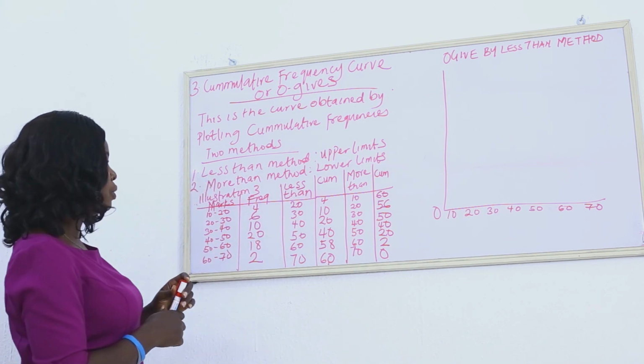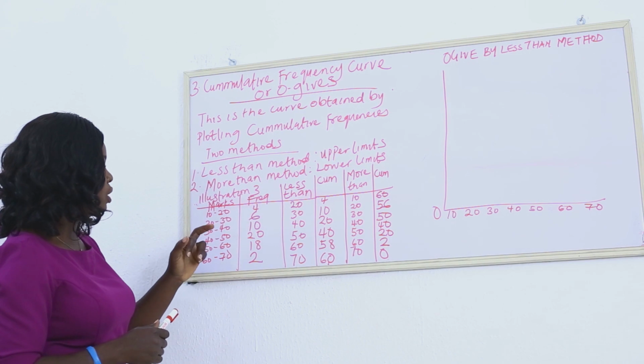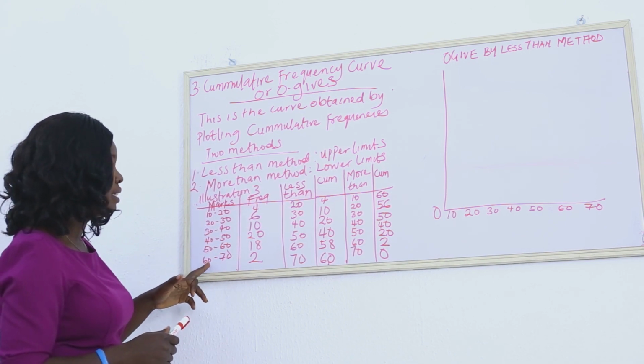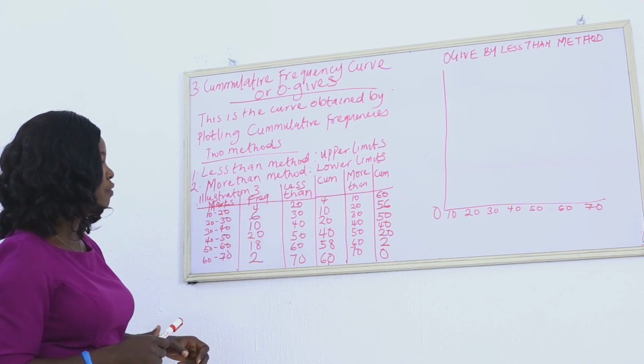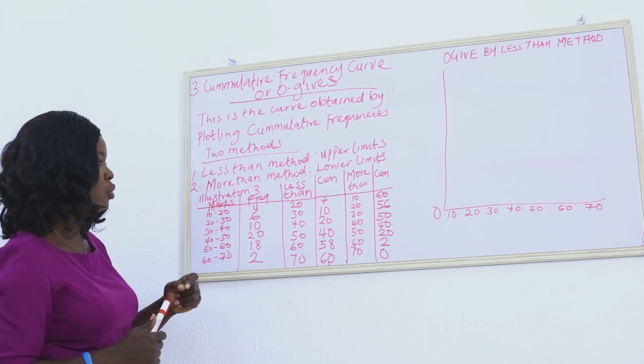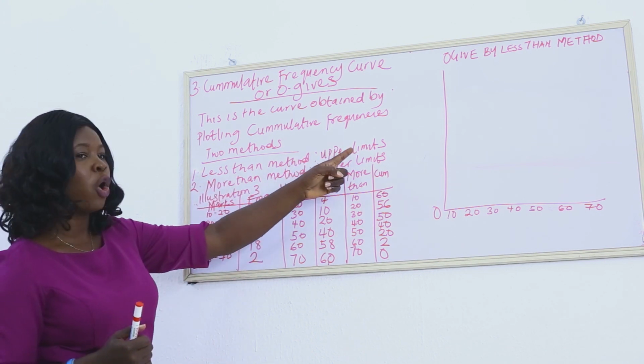This is an example on the board. Illustration 3 says marks of students. We have 10 to 20, 20 to 30, 30 to 40, 40 to 50, 50 to 60, and 60 to 70. And these are the frequencies: 4, 6, 10, 20, 18, and 2. Then for the less than method, we start with the upper class limit.